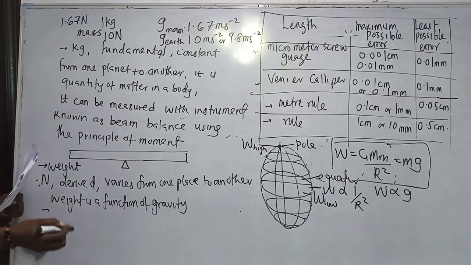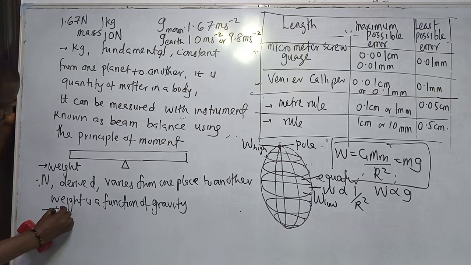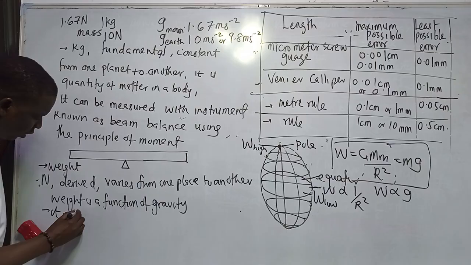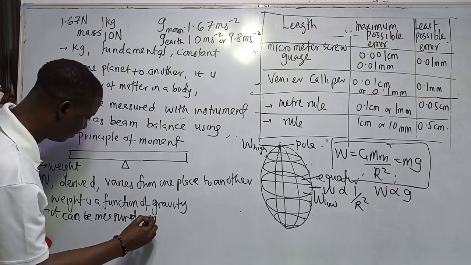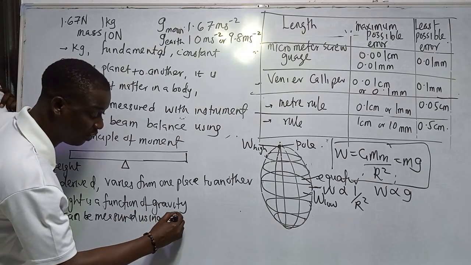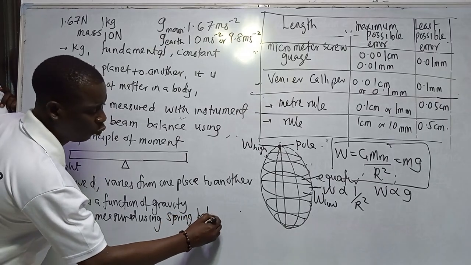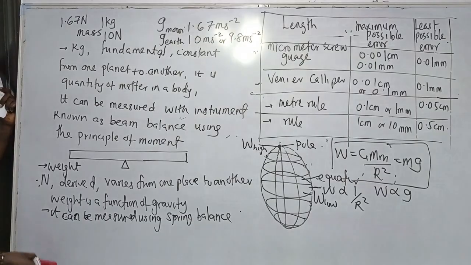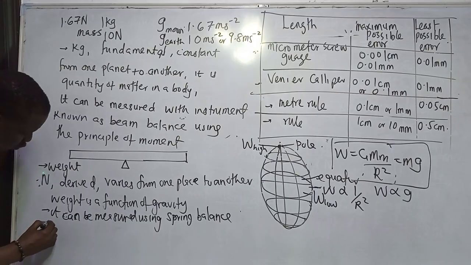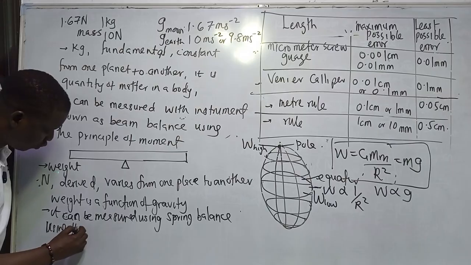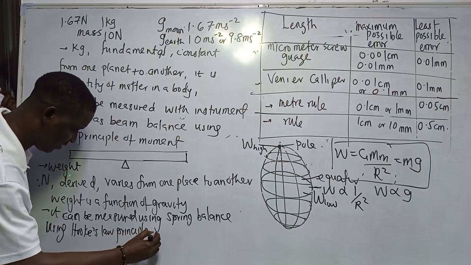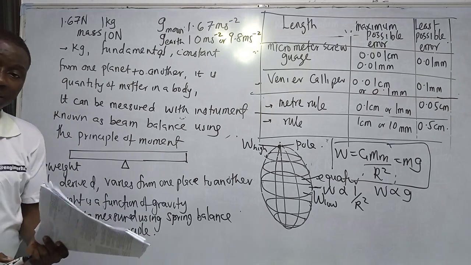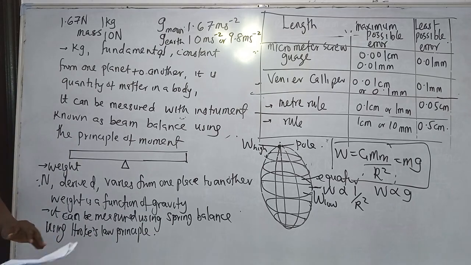So basically, we can explain other things. Weight can be measured using a spring balance. Which principle does the spring balance operate on? Hooke's law. Using Hooke's law principle. That means you are getting ready for the exam. So Hooke's law principle is what they operate on.